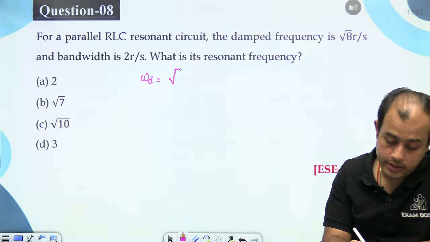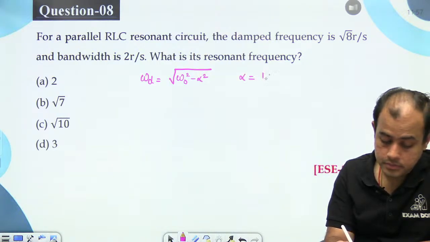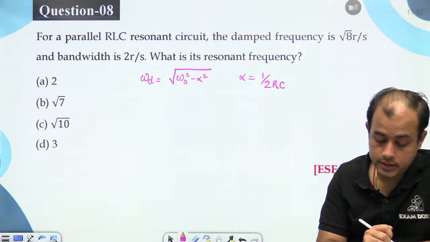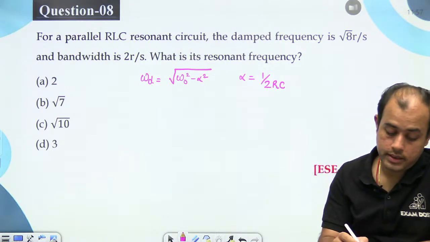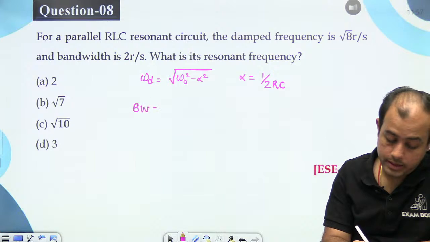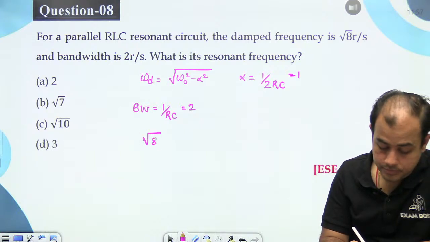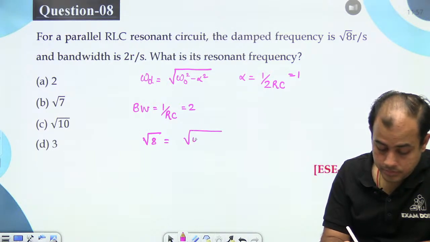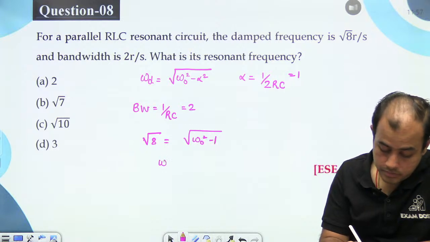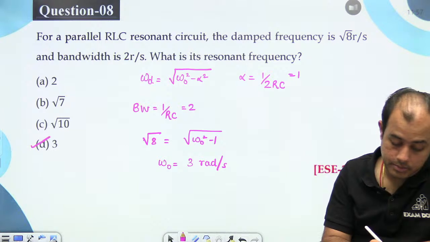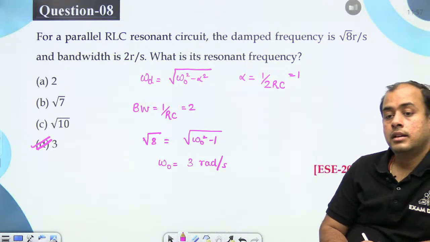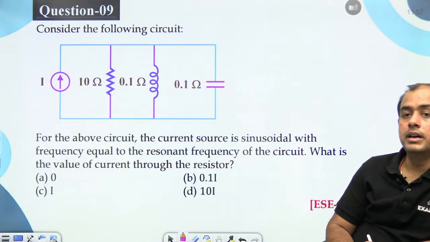देखिए डैम्ड फ्रीक्वेंसी इज, alpha is 1 by 2 RC. Okay. Now bandwidth is 1 by RC. Therefore alpha is 1. So answer is 3 radian per second. ठीक है. Answer is 3 radian per second.